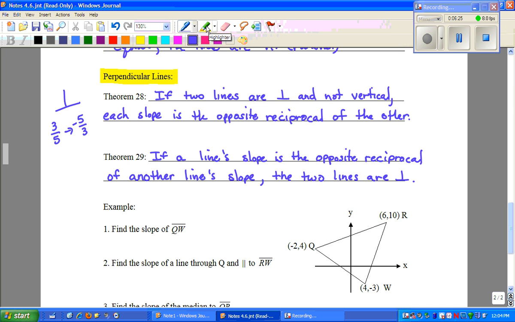Theorem 29 is the converse of what we just had. If one line's slope is the opposite reciprocal of another line's slope, the two lines end up being perpendicular. So recapping here: parallel lines, same slope. Got to memorize that. Please memorize that. Perpendicular lines are opposite reciprocals.